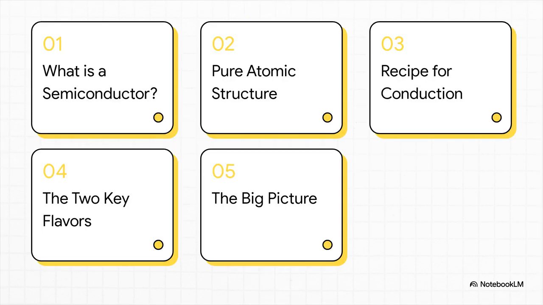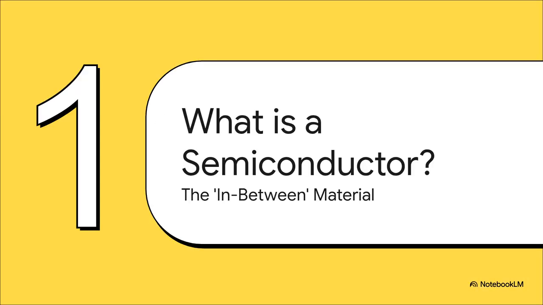So in this explainer, we're going to break it down into 5 simple parts. We'll start with what a semiconductor is, then look at its pure atomic structure. After that, we'll get into the recipe for conduction, check out the 2 key flavors, and finally, wrap up with the big picture. All right, first things first. What exactly is this crucial material that has completely changed our world?